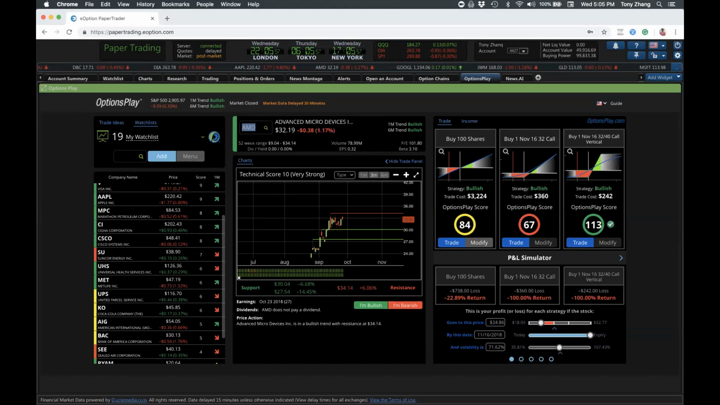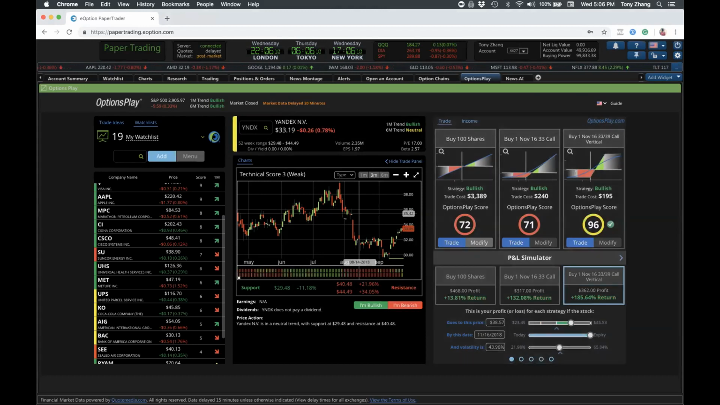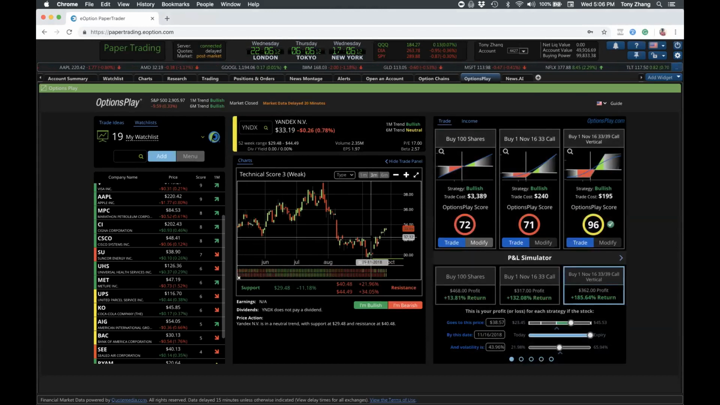So what were some of the other stocks that we were looking at? Sorry, Yandex. In my opinion, this was a bullish turnaround. This is a stock that was quite beaten up and took quite a beating over the last couple of months, but is starting to turn around here.